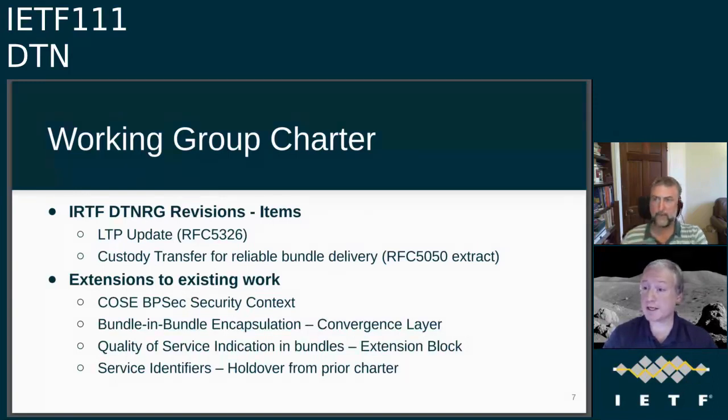The extensions to existing work, we have a very well thought out and far along COSI BPSec security context, which is an example of another security context. We have some discussion on bundle encapsulation, which is defining another convergence layer. We have some extension blocks, like a quality of service indication for bundles, which would be in an extension block. And we have already some initial definitions of extension blocks. And then we do have that completion of service identifiers, from our original charter.